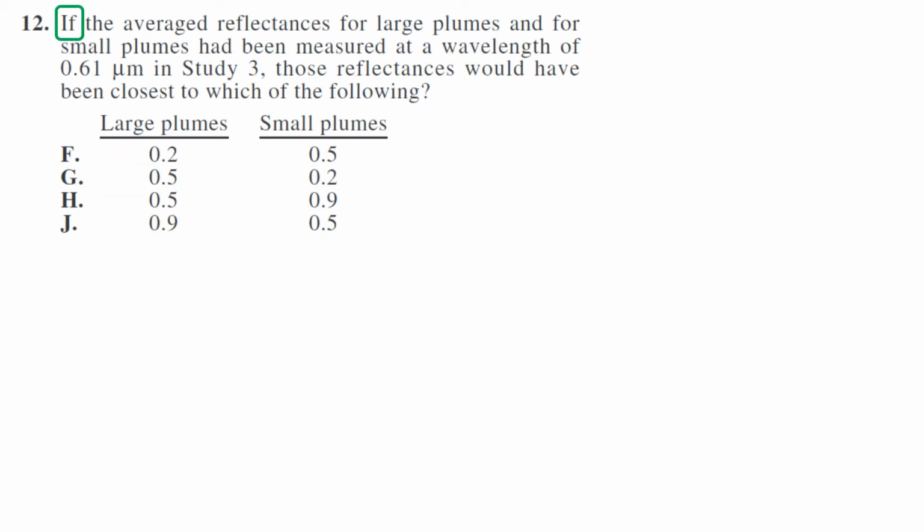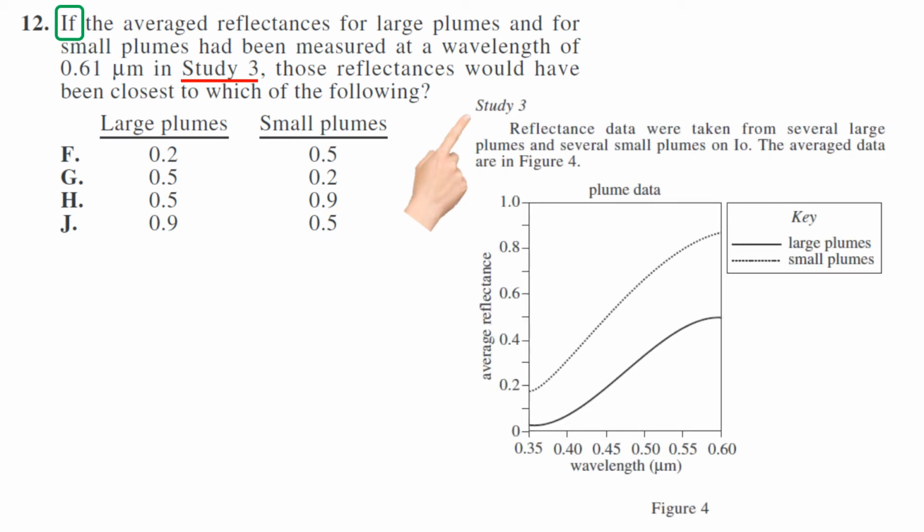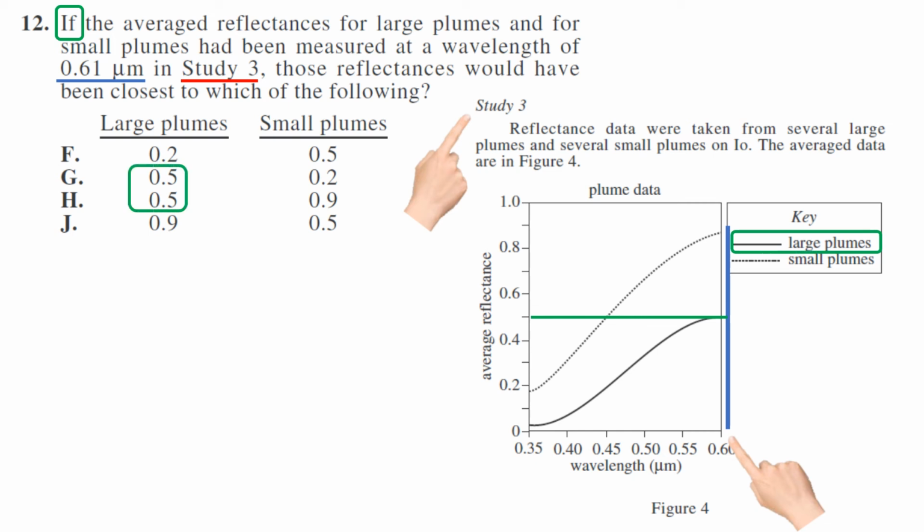This is an if, suppose, why question, means you have to think a little bit. If the average reflectance for large plumes and small plumes have been measured at 0.61 in study 3, so study 3, those reflectance would have been closest to what? So wavelength, that's at the bottom, our x-axis, 0.61, so let's put it right there. If they've been measured, so we'll start with large plumes. The reflectance will be about 0.5, so G or H. And then small plumes would be about 0.9, so your answer is H.